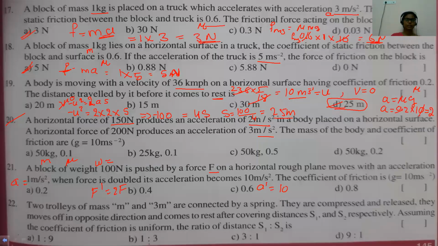Right? Next question. Last question here, 22nd. Two trolleys of mass m and 3m are connected by a string. They are compressed and released. They move off in opposite directions and come to rest after covering distances s1 and s2 respectively. Assuming the coefficient of friction is uniform, you need to calculate the ratio of distances. Okay, children, this is the condition.